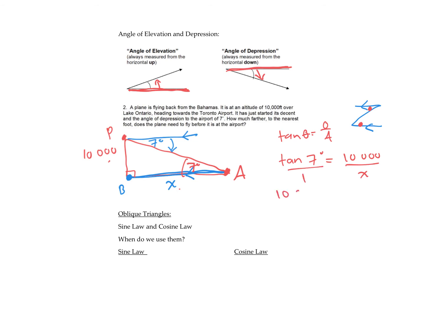So if we cross multiply, we get x tan 7, so let's divide by tan 7 to get our result. And it works out to be 81,443. And this is in feet. So that's just angle of elevation, angle of depression.